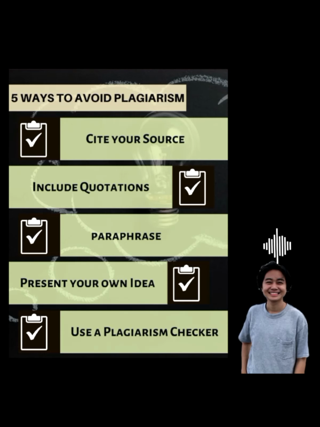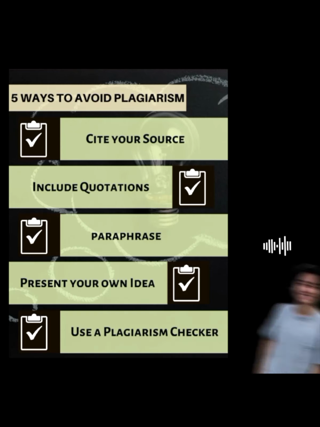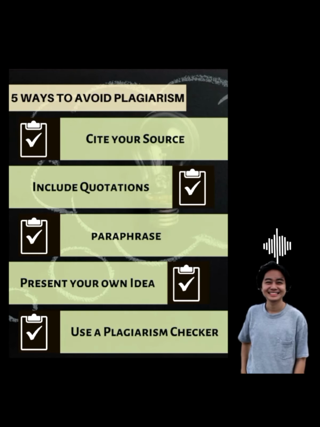There are 5 ways to avoid plagiarism. Number 1, cite your source. Use citation properly and give the proper persons proper acknowledgement. Don't just cite properly. Second is include quotations. As you are using the exact same text or statement, use quotation marks.